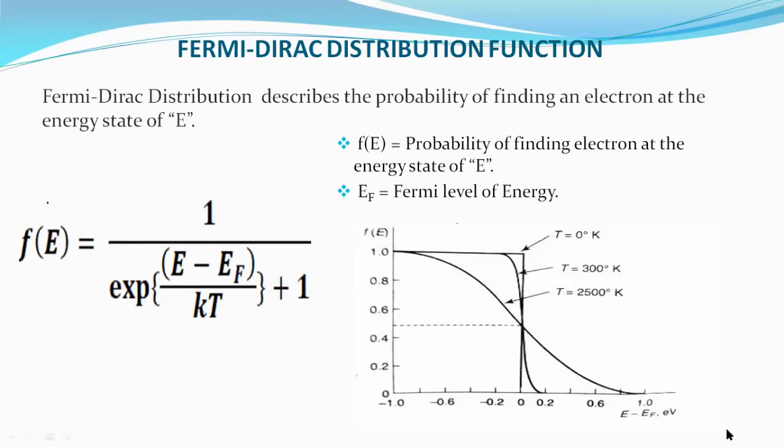So if we plot this energy value E minus EF along the x-axis, and plot this Fermi-Dirac distribution function along the y-axis, we will have a curve like this. And for different absolute temperature values, for temperature T equal to 0, we will have this rectangular shape. For T equal to 300 Kelvin, that means at room temperature, we will have some kind of shape like this, or different for higher temperature.